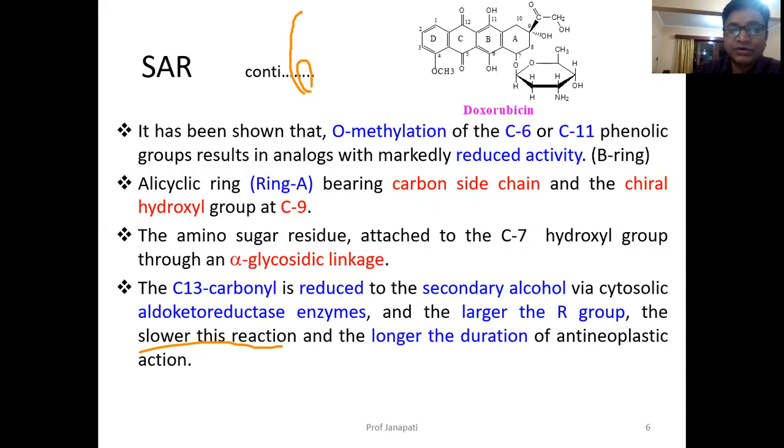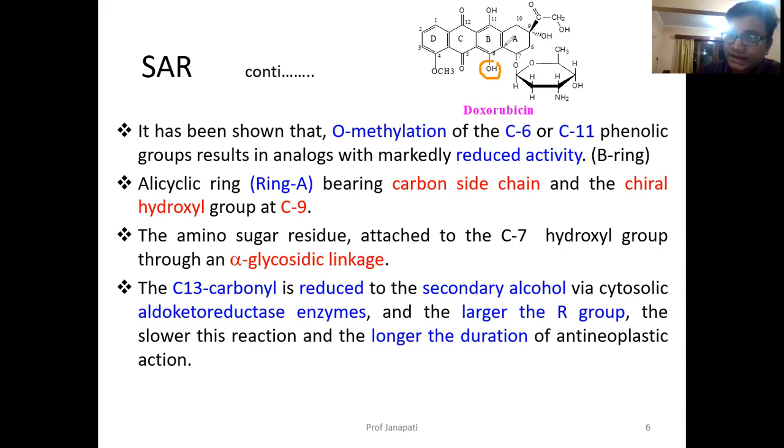Now, one more you can see. It has been shown that methylation at 6 and 11 on the phenolic groups, what happens? Reduced activity. When we discussed the interaction, these groups are responsible for interacting with our DNA base pairs by hydrogen bonding. If you add a methyl group, there is no hydrogen bonding. That is missing. That's why the hydroxyl group is important here.